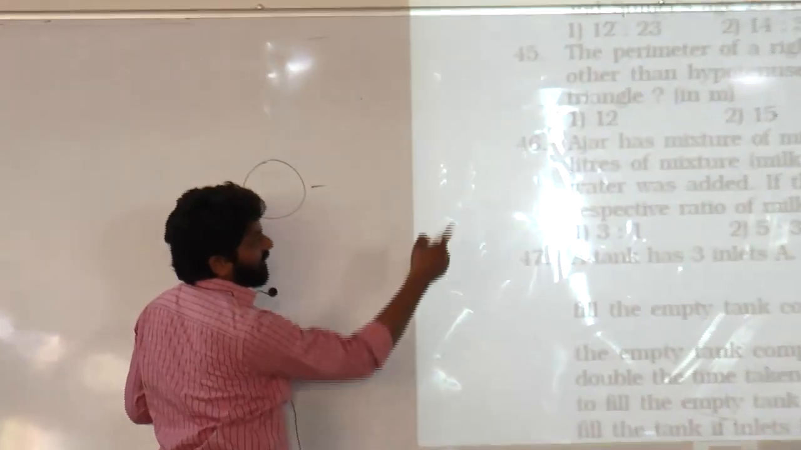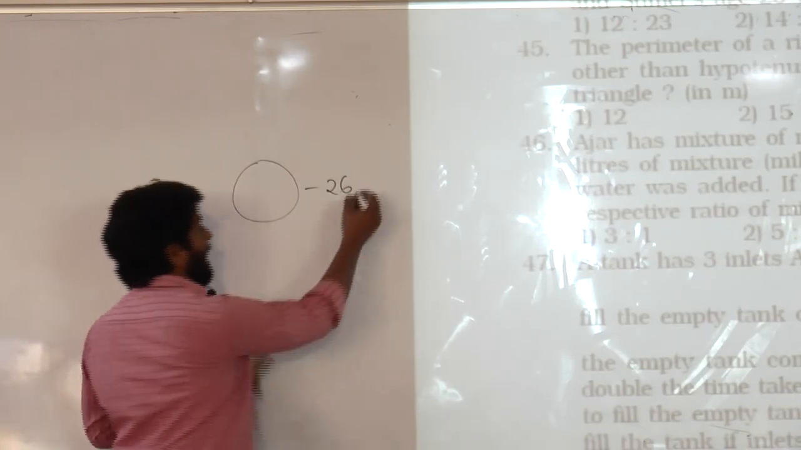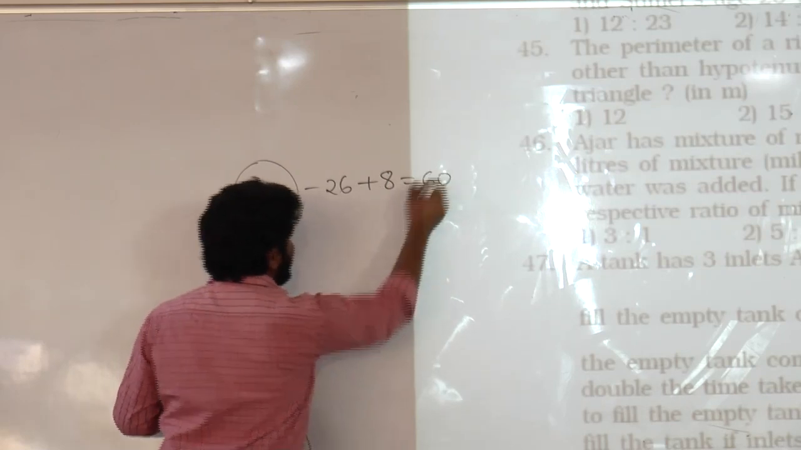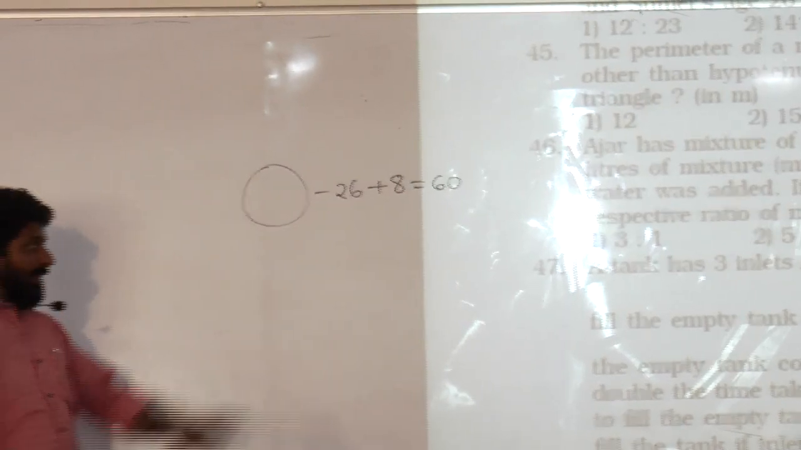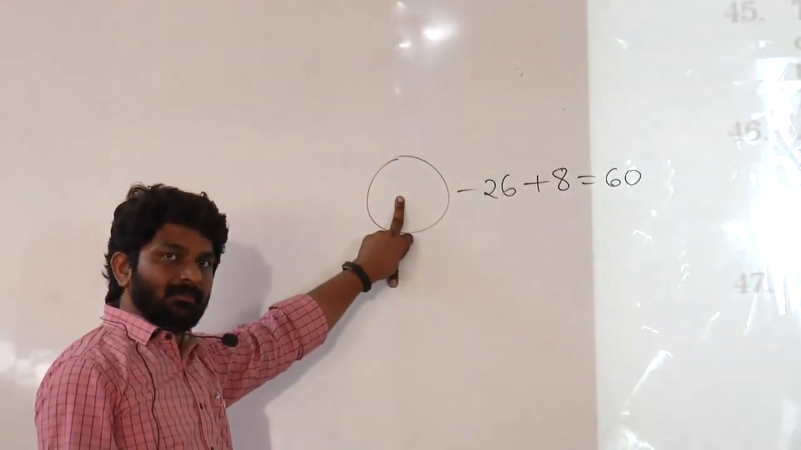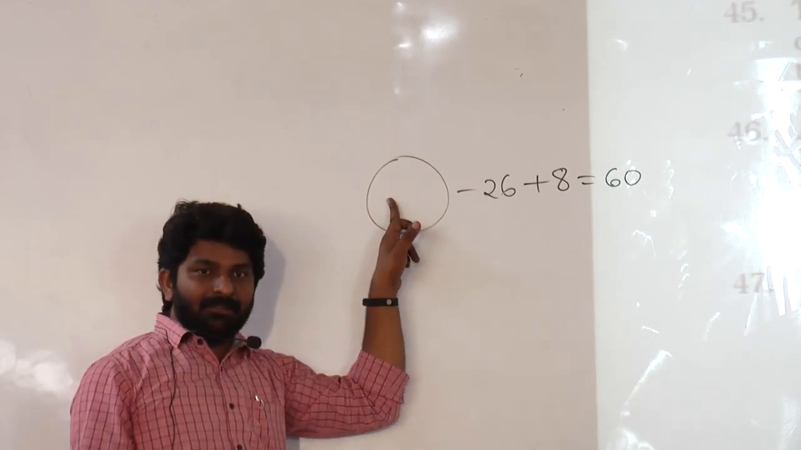From this, 26 liters were taken out and 8 liters of water is added. Now the quantity is 60 liters. With this information, can you tell me how much quantity we have here?